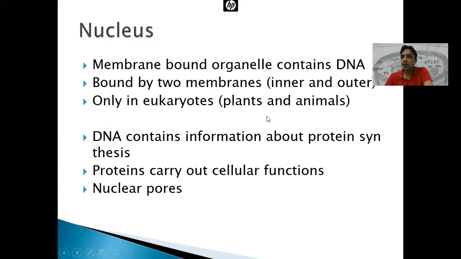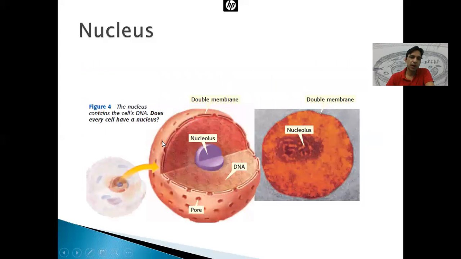The nucleus also contains certain pores and holes through which it transports different materials from the nucleus into the cytoplasm. There are certain small organelles present within the nucleus which are called nucleolus. The most important line on this slide is that DNA contains information about protein synthesis. Apart from the structure, which is quite easy, I want you to ponder more on that concept, how DNA can execute a certain function.